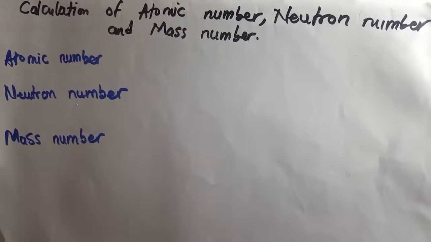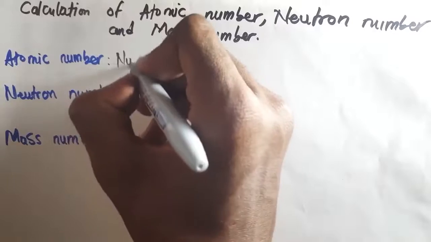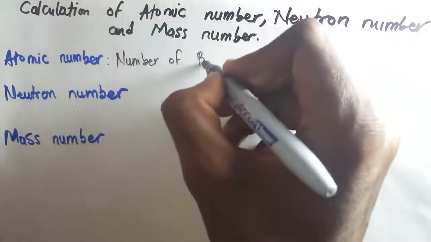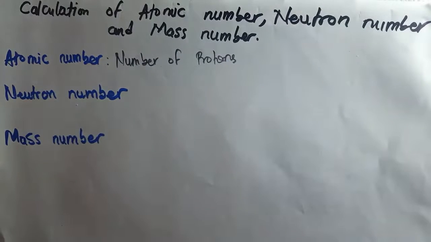Welcome to Study by Yourself, and in this video I'm going to show us how to do calculation for atomic number, neutron number, as well as mass number. Now let's start with atomic number. What is atomic number? Atomic number refers to the number of protons in an atom.